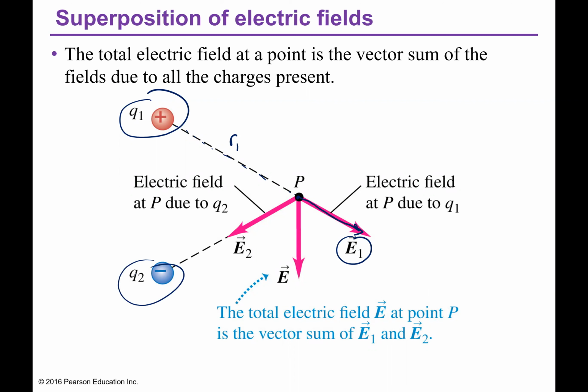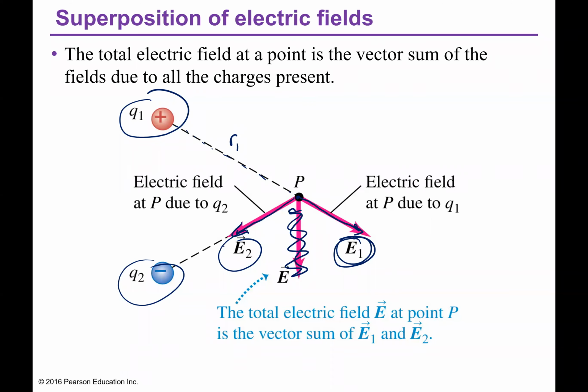Now we have Q2, which means that there's another source charge. If there's another source charge, then that point P is affected by this second charge as well. That means there's an electric field due to the second charge, and it has to be radially inward toward Q2 because Q2 is negative. For now, just ignore this guy over here, because technically that one doesn't exist in a way. So what we have here is E1 due to Q1 and E2 due to Q2. Those are 2 electric fields.